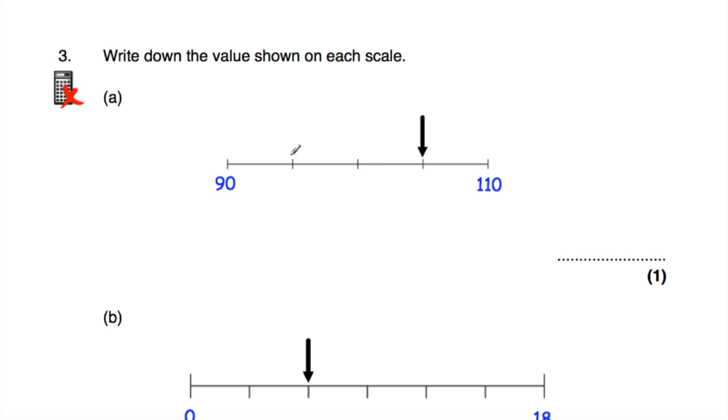So we've got 20 and we're going to divide it by 1, 2, 3, 4. And 20 divided by 4 is equal to 5. So that means that this would be 95 and then that would be 100. Then that'll be 105, and then that's 110.